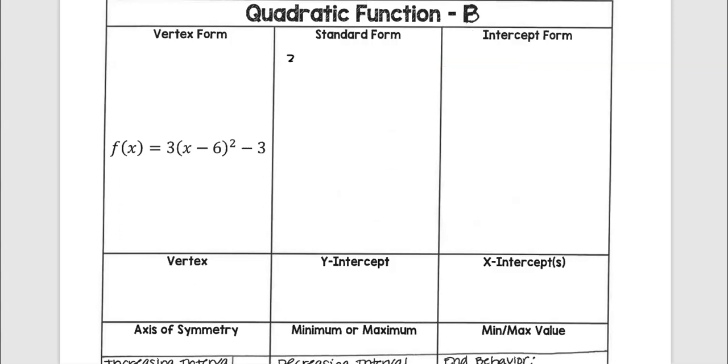So we're going to take 3(x minus 6) squared minus 3, and we're going to simplify to where we get just the ax squared plus bx plus c. Okay. We should do parentheses first, yes? So x minus 6 times x minus 6. That's what it means to be squared, right? To multiply to itself.